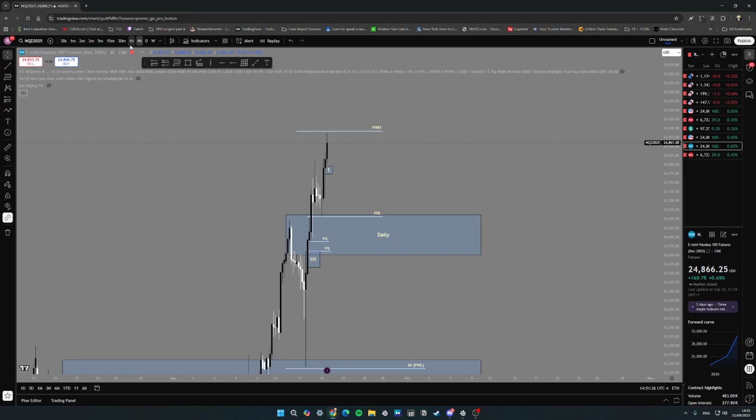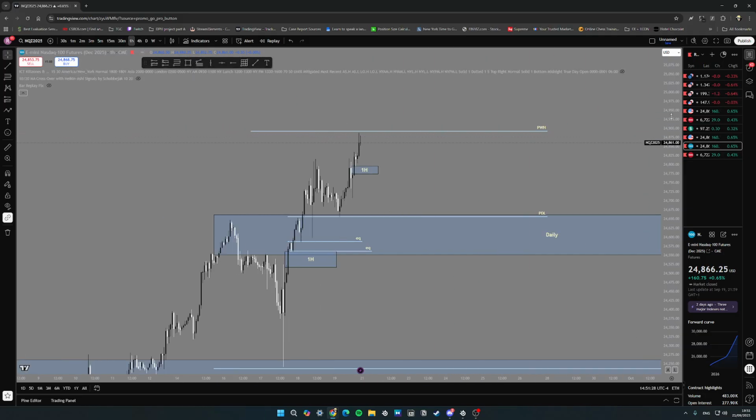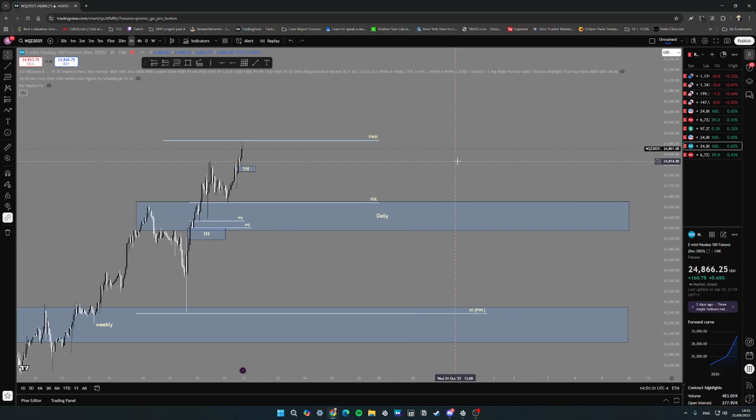Okay, so we've done our little analysis here on NQ. Obviously very, very bullish, but expecting some sort of pullback at some point.